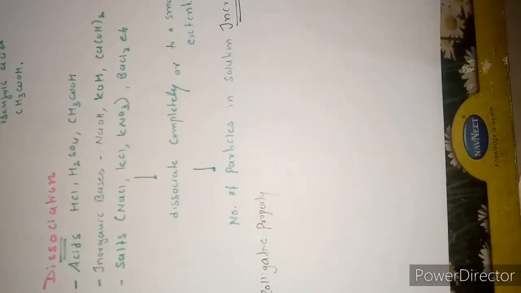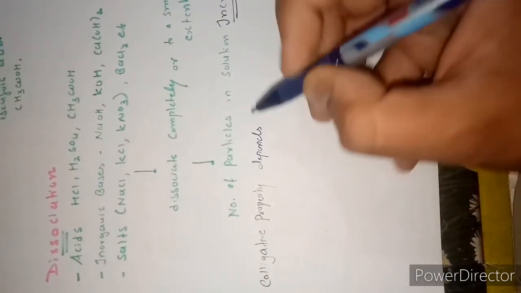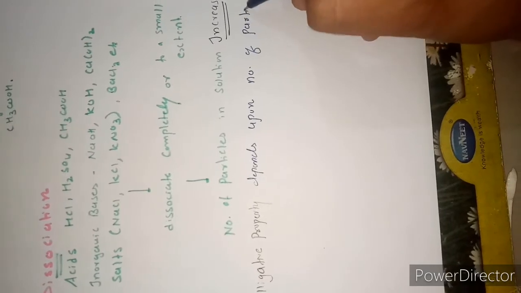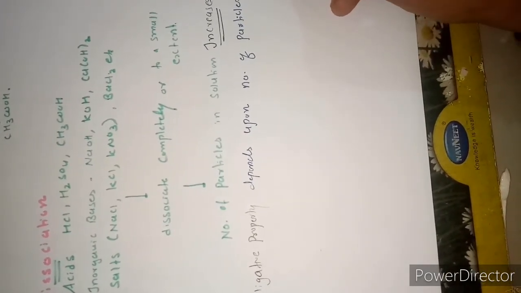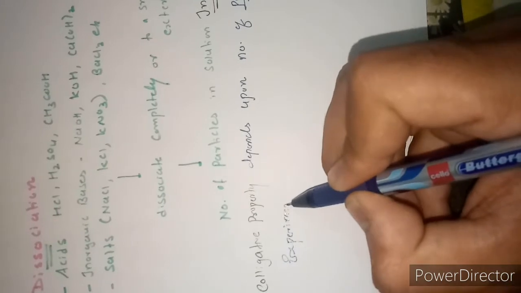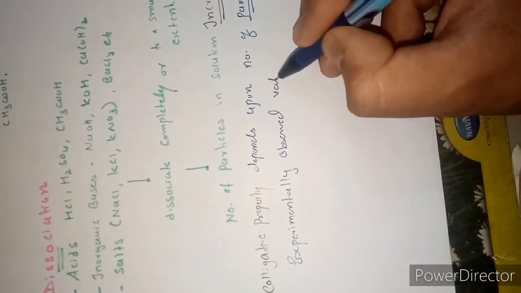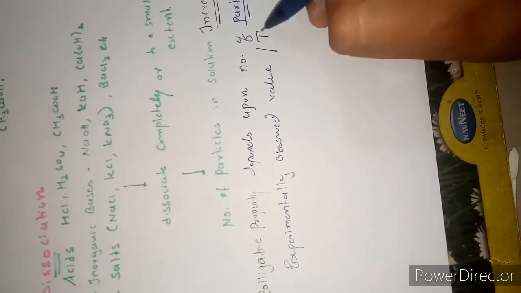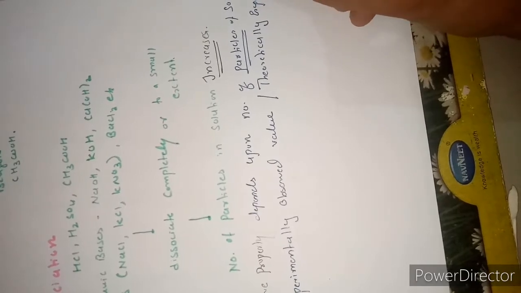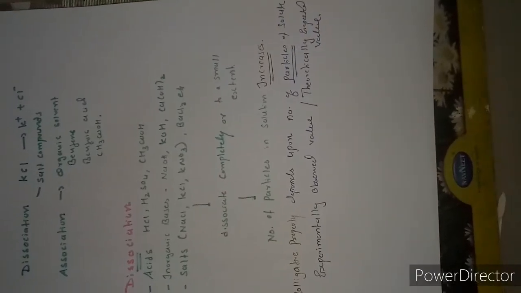As we know that the colligative properties depend upon the number of particles of solute. So here remember two words: one is the experimentally observed value and the other is the theoretically expected value. So let us learn through the examples.